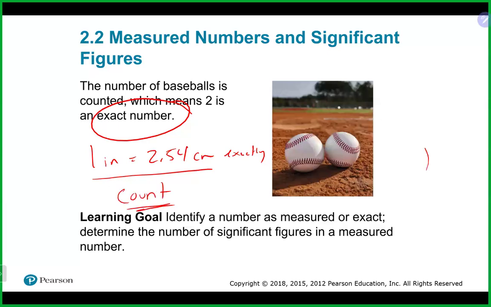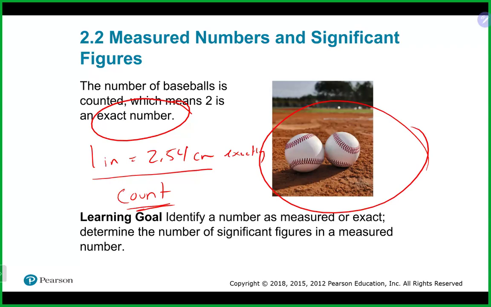For example, if we had two baseballs sitting on a field, we're not going to go figure out some type of really big experiment to figure out how many baseballs are there, right? We're just going to count how many baseballs are there. Classic textbook example, basket of apples. You're just going to count how many apples you have in the basket. So those are considered exact numbers.